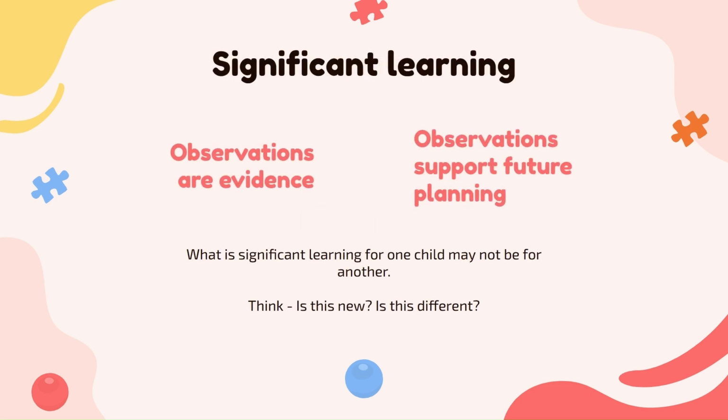To remind you where we left off in video 1, we will quickly revisit the concept of significant learning in terms of observations. While we may record short observations all the time to support our planning, the observations we take to be used as assessment evidence must detail significant learning. So what is significant learning? Well, significant learning for one child may not be the same as for another.